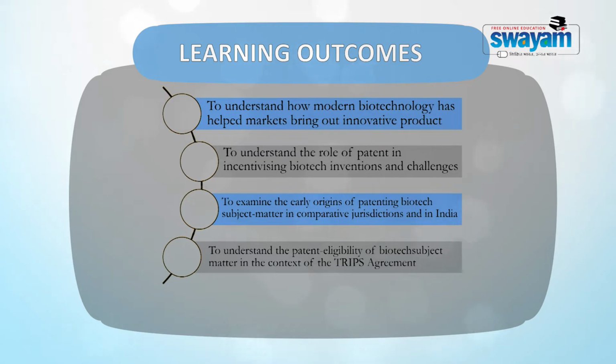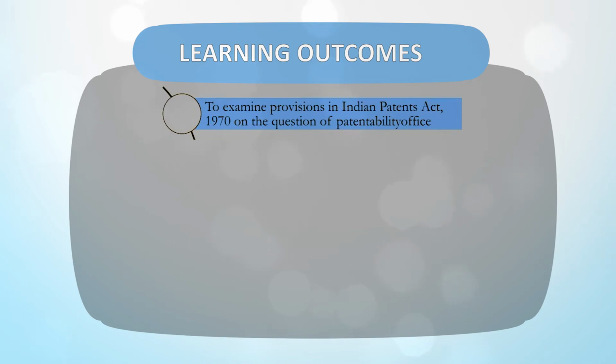and also what was the outcome in the TRIPS negotiations in the form of Article 27, and finally to examine the provisions in the Indian Patents Act 1970 on the question of patentability and patent eligibility of biotech subject matter, specifically in the light of the biotech guidelines issued by the Indian Patent Office in 2013.